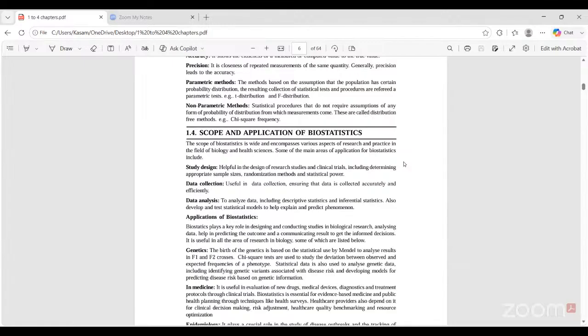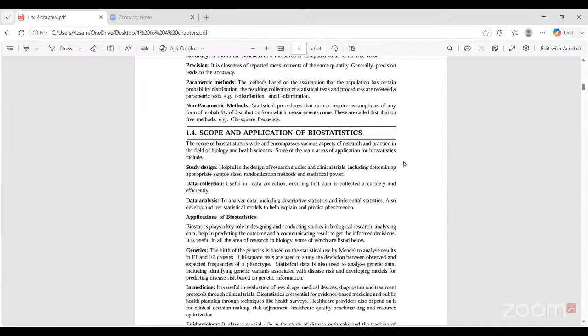The scope of biostatistics is wide, encompassing various aspects of the field of biology and health sciences. Some main areas of biostatistics are study design, meaning the design of research studies. In botany, we can take health trials, including clinical trials, determining the sample size, randomization methods, and the statistical power we use in study design.